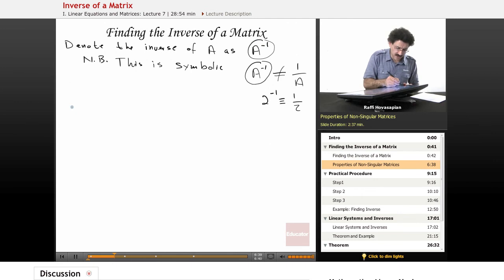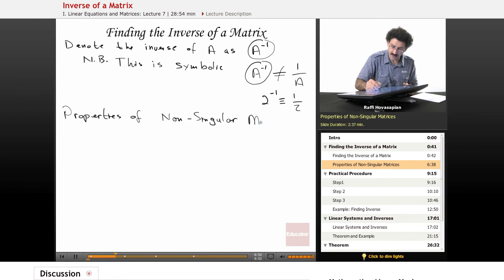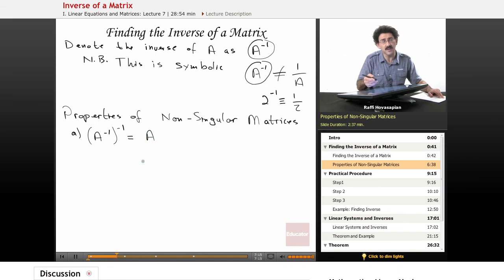Now let's list a couple of the properties of non-singular matrices. And again, non-singular means invertible, ones that actually have an inverse. And recall again, we're talking about square matrices, n by n, 2 by 2, 3 by 3, 4 by 4, and so on. We don't speak of inverses of other matrices. Okay, property A. If I take the inverse of the inverse, I recover A, which makes sense. You take the inverse again, you're back where you started, which is actually the definition of inverse. It works in a circle. If you remember dealing with inverse functions, it works the same way.